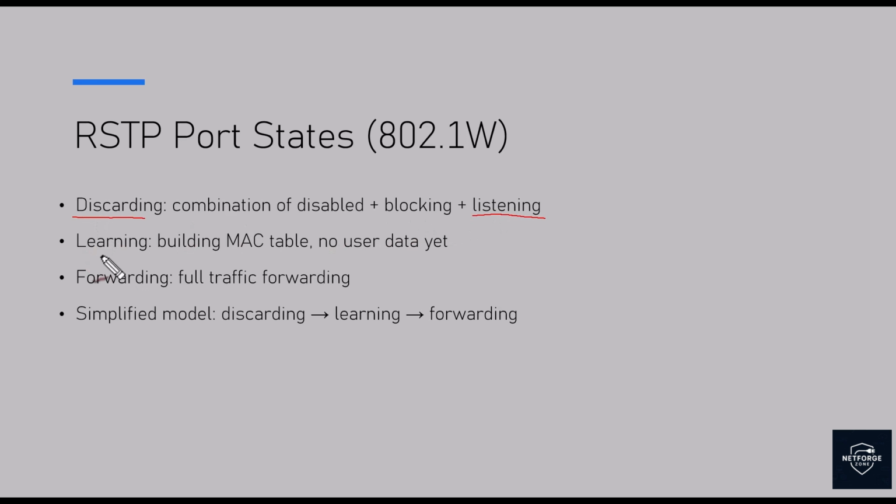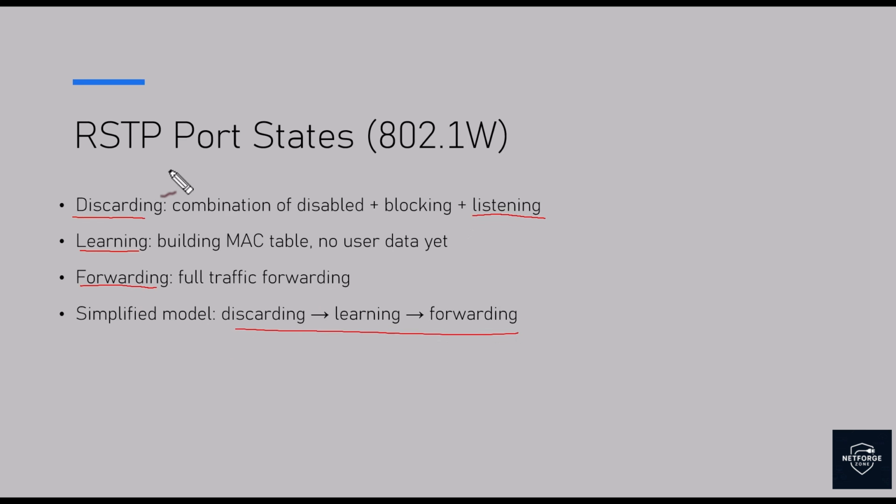Then we are going to go to learning, and then we are going to go to forwarding. You can see that we have three states: discarding, learning, and forwarding. So you know already what happens during learning and forwarding, and discarding, of course, does not do anything other than just listening to the network. So this is kind of a simplified model.